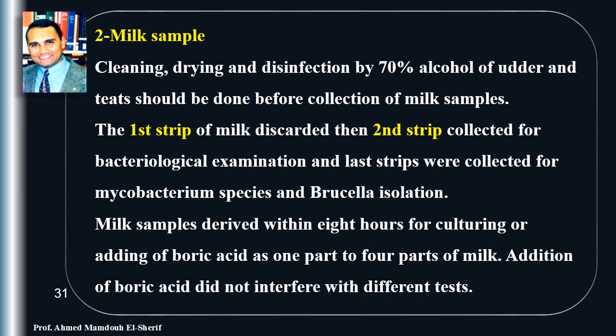Milk sample. Cleaning, drying, and disinfection by 70% alcohol of the udder and teats should be done before collection of milk samples. The first strips of milk are discarded, then the second strip is collected for bacteriological examination, and the last strips are collected for Mycobacterium species and Brucella isolation. Milk samples are delivered within 8 hours for culturing, or boric acid is added as 1 part to 4 parts of milk. Addition of boric acid doesn't interfere with different tests.